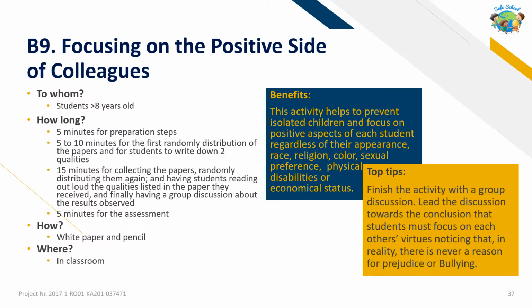Regarding the time, you will need 5 minutes to present the activity to the class, 5 minutes for the preparation steps, 5 to 10 minutes for the first distribution of the papers and for students to write down 2 qualities, 15 minutes for collecting the papers, distributing them again, and having students read out loud the qualities listed in the paper, and finally having a group discussion about the results observed, and 5 minutes for the assessment.